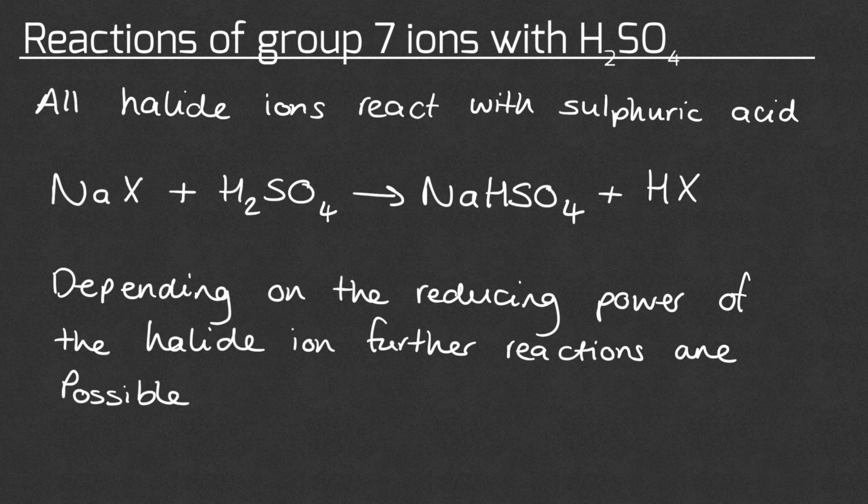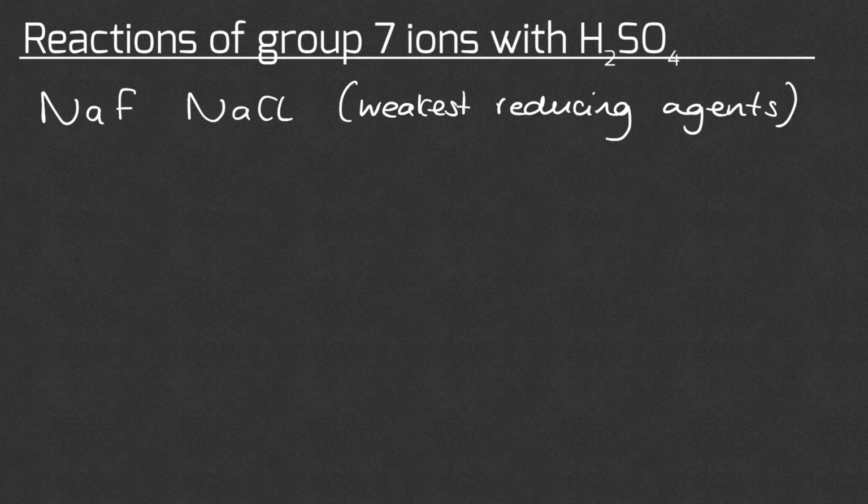Now, depending on the reducing power of the halide used, further reactions are possible. So we're now going to look through the reactions of sodium fluoride, sodium chloride, sodium bromide, and sodium iodide. So as we've just looked at, sodium fluoride and sodium chloride are the weakest reducing agents.